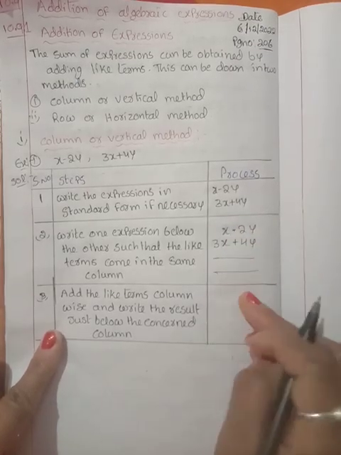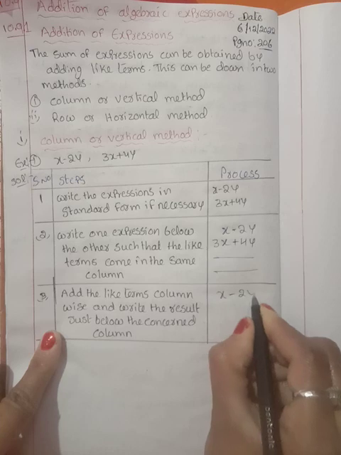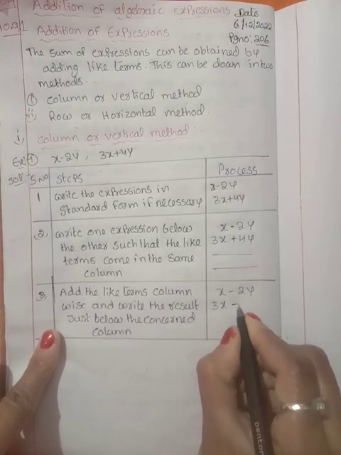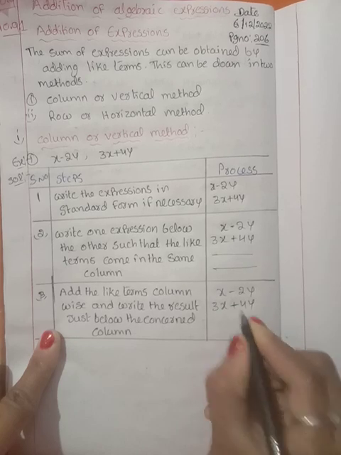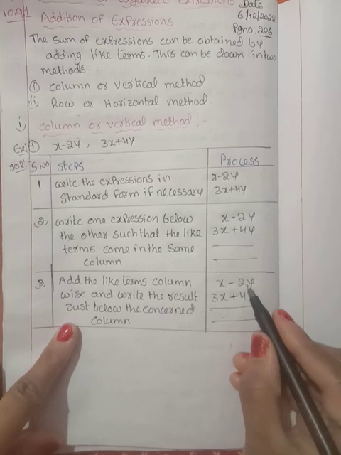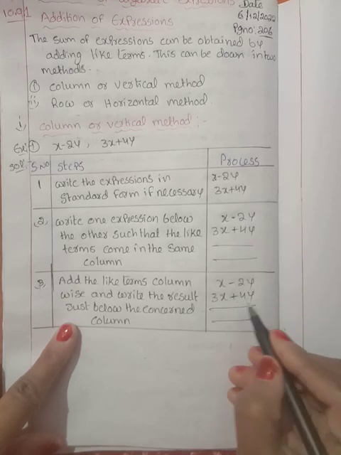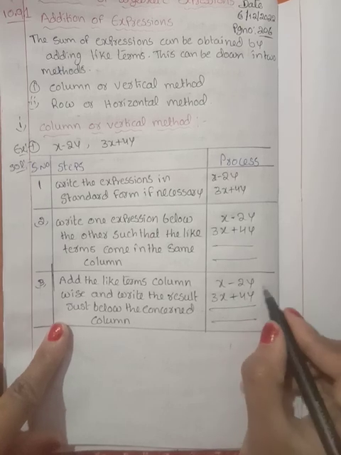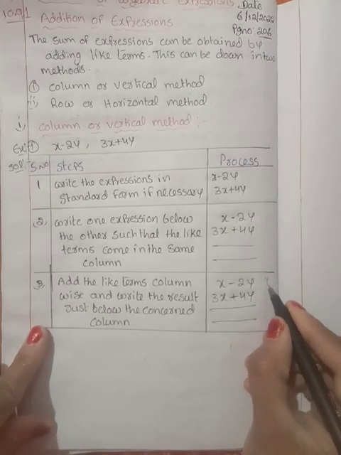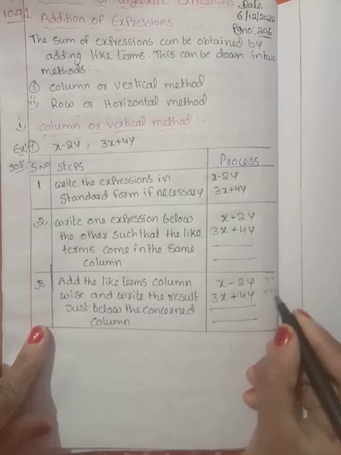You can add both expressions. Add all the like terms only. Minus 2y plus 4y. How many y's are there? There are 2 y's, and the other has 4 y's.